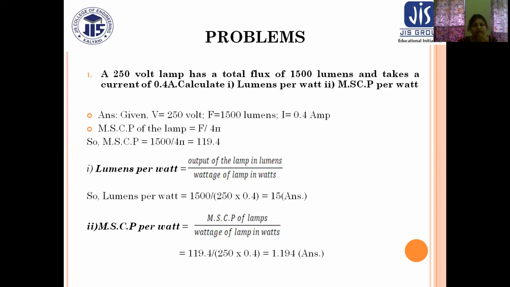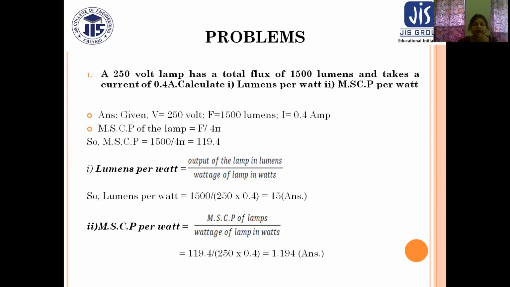Now for the first question, lumens per watt. We have to find out lumens per watt of the lamp. So that is equal to output of the lamp in lumens by wattage of lamp in watts. Output of the lamp in lumens is already given in our question, that is 1500 lumens, by wattage of lamp in watts. Watt is the unit of power, and power means voltage into current. So here voltage equal to 250 volt and current equal to 0.4 ampere. So total wattage of lamp will be 250 into 0.4.